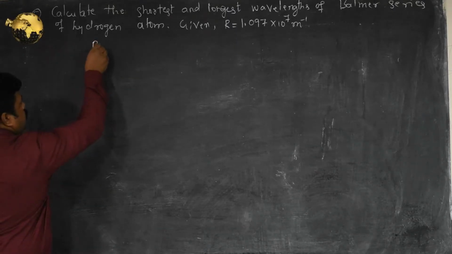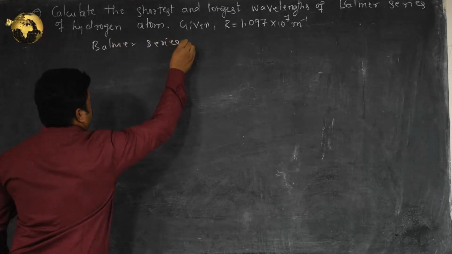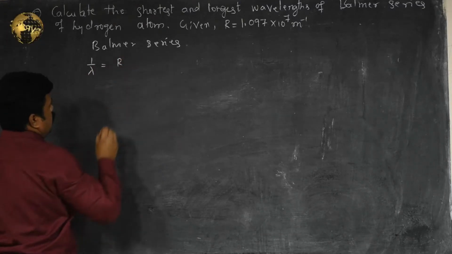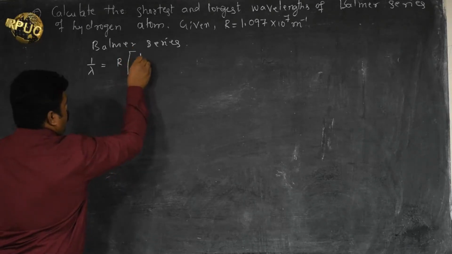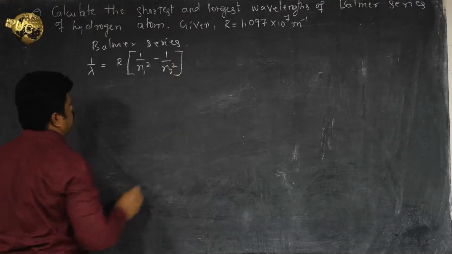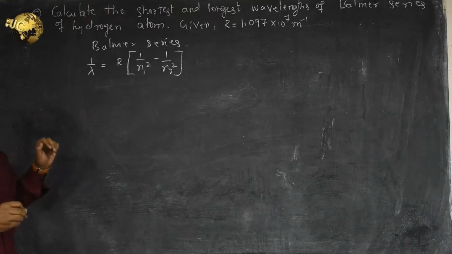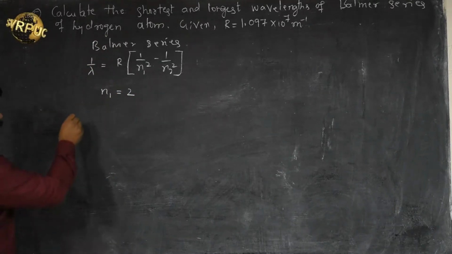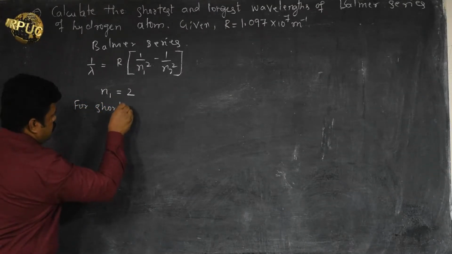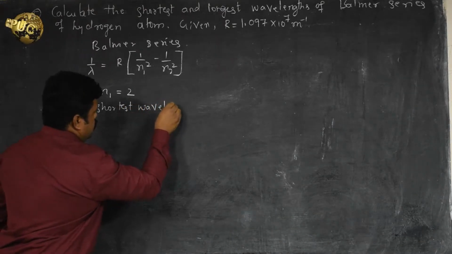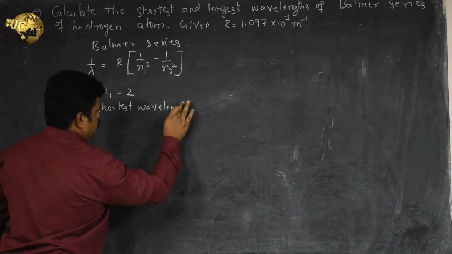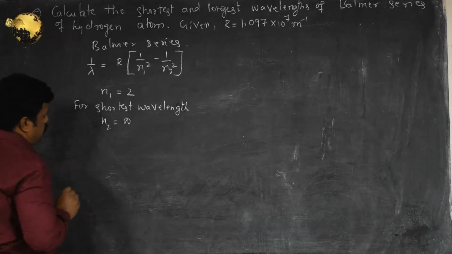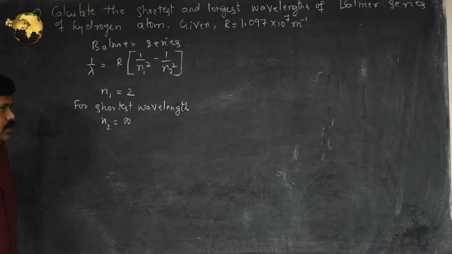Okay, Balmer series. To calculate the shortest and longest wavelength, the formula we have is 1 by lambda is equal to R times (1 by n1 square minus 1 by n2 square), the general Balmer equation. For Balmer series, n1 is 2. For shortest wavelength, n2 is equal to infinity.